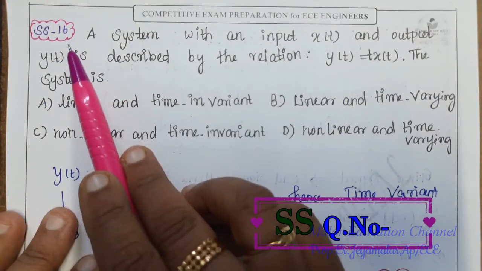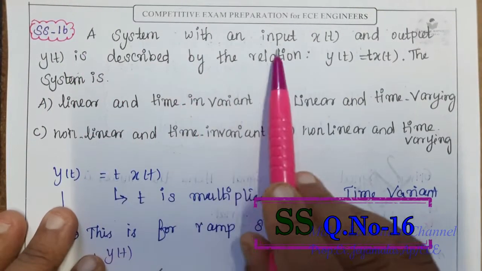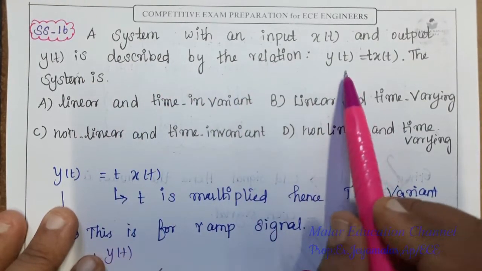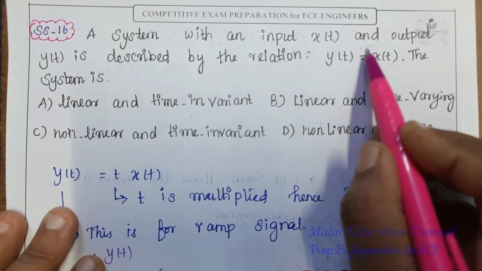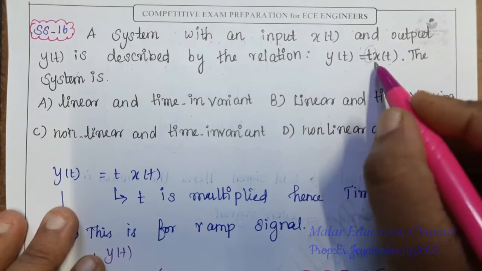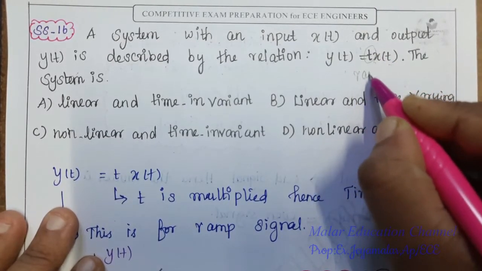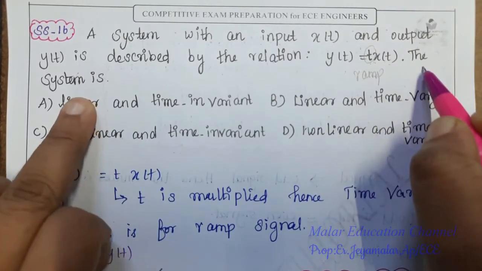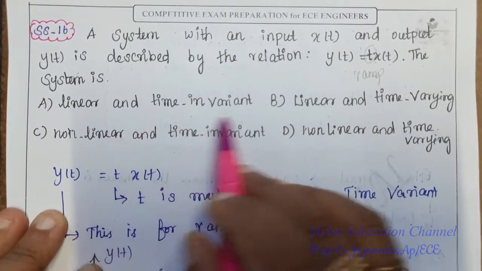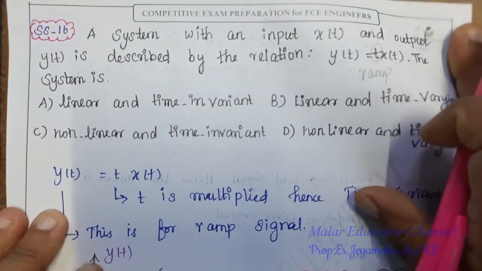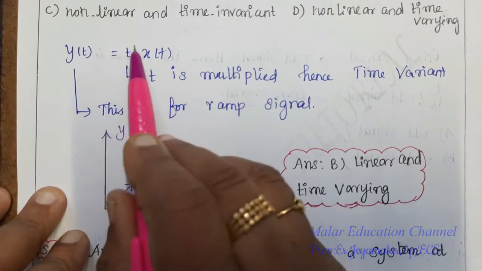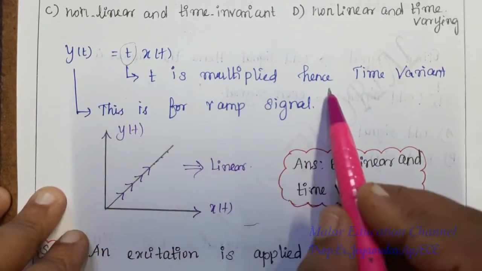Signals and systems, question number 16. A system with an input x of t and the output y of t is described by the relation y of t equal to t into x of t. Here t is nothing but an amplifier, a product. Okay, t into x of t means a ramp signal. The system, let me check whether it is linear or time variant, etc. Okay, let me check one by one. We know y of t equal to t into x of t. This is a product term, no? T is multiplied, here the time variant.